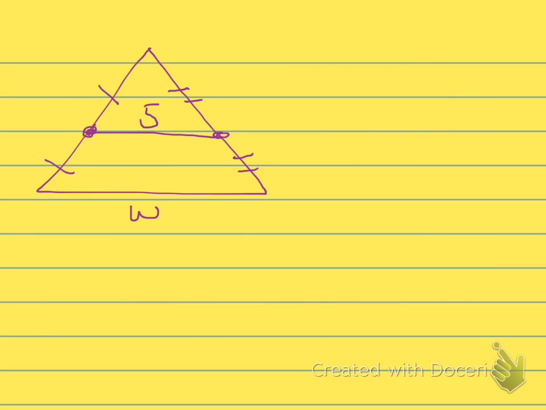On this page, the segment with the 5 on it is the mid-segment of the triangle. The rule says that the third side, which is where the variable w is, is going to be twice as long as the mid-segment. So in this case, we say that w is equal to 2 times 5, and that makes w equal to 10.